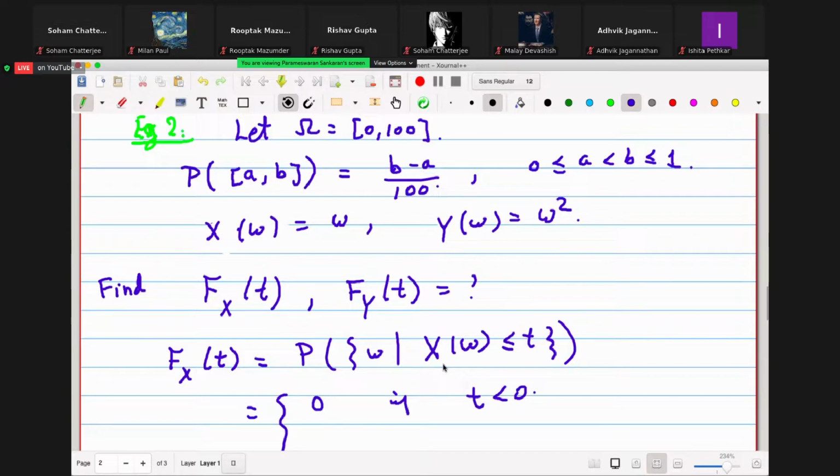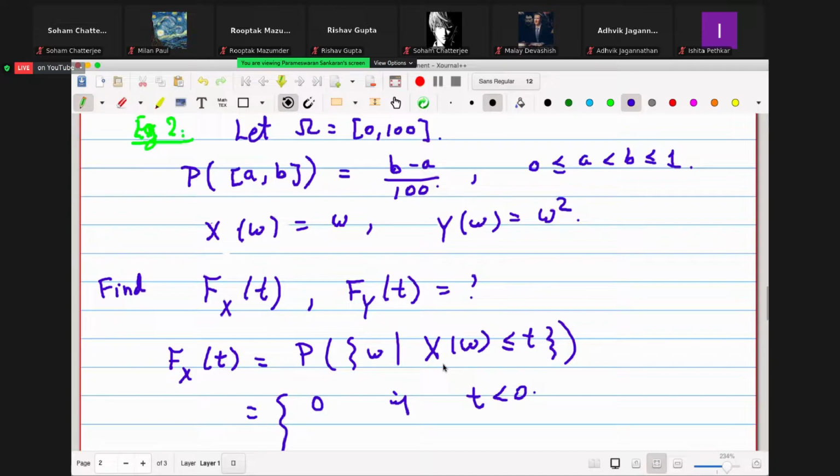That's more interesting. Let us do that. F_Y of t is equal to, exactly the same way you proceed, the probability of the set where Y of omega is less than or equal to t. And yeah, this is just the first step. It's just the definition.